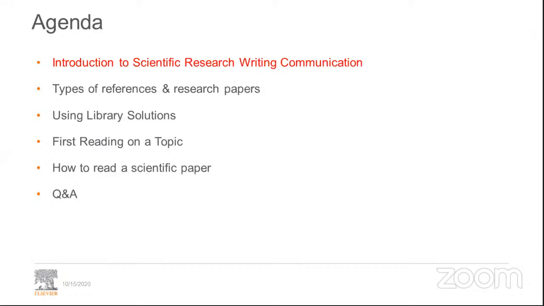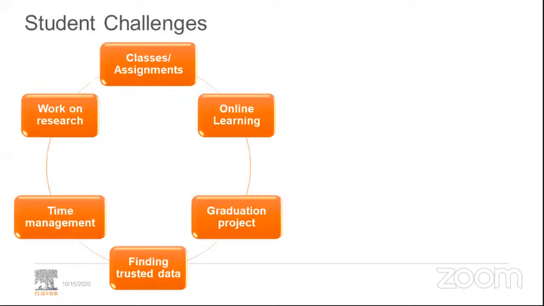Okay, let's go to our agenda today. We'll start with a brief introduction about the scientific research process, or why do we need scientific research communication. Then we'll go to discover the different types of references or research papers that you'll find. How will you use the library solutions for your research? Then how will you start reading a research topic, and how to read a scientific paper, and at the end we'll handle your questions and answers.